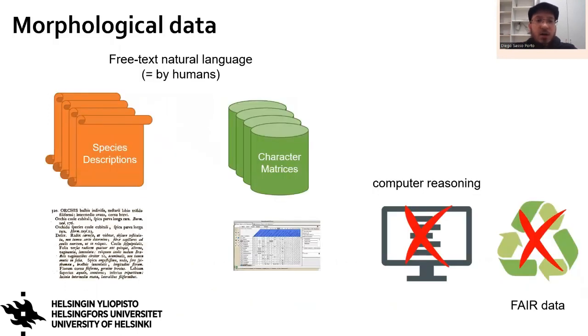Morphological data usually is available in two main flavors: species descriptions or phylogenetic character statements, like in a character matrix. And the problem with these is that it is usually written in human language, so natural language, free text, that is not computer parsable. So this makes this type of data usually hard to reuse, to share, and to integrate with other sorts of data in online databases.